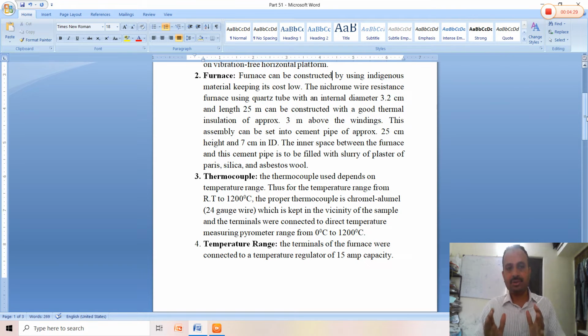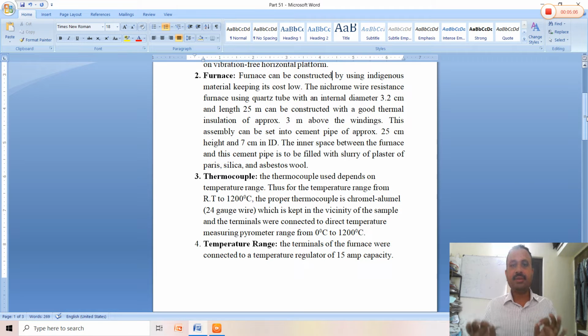The furnace is a very important part of thermogravimetry. Again, I will repeat the same. The furnace can be constructed using a material in such a way that its cost is kept low. The nichrome wire resistance furnace using a quartz tube with an internal diameter of 3.2 centimeter and length of 25 meter can be constructed with a good thermal insulation of approximately 3 meter above the winding. The furnace has an internal diameter of 3.2 centimeter and the length should be 25 meter.